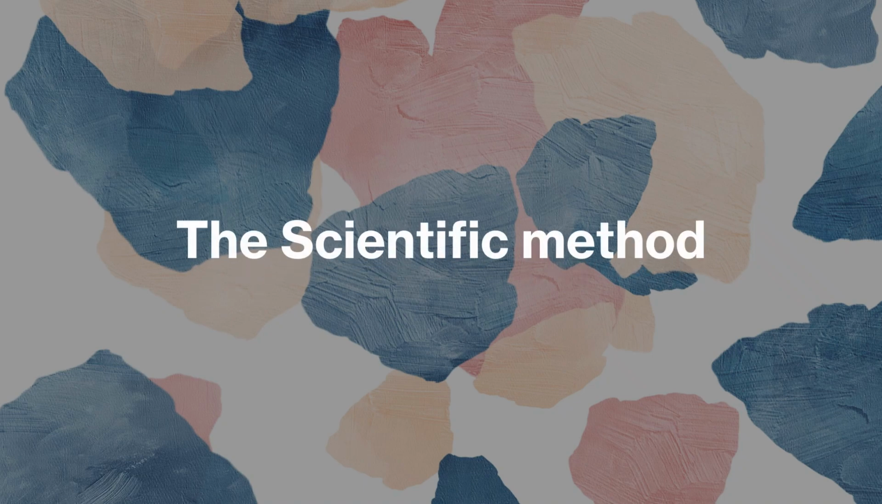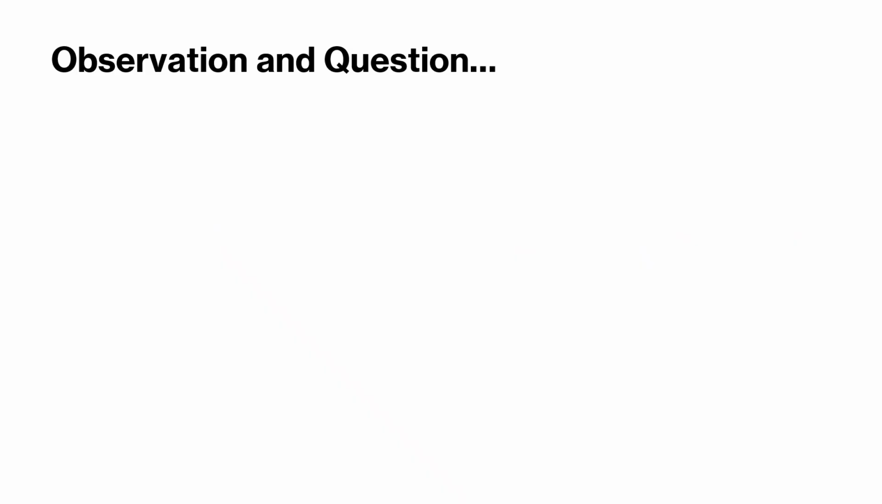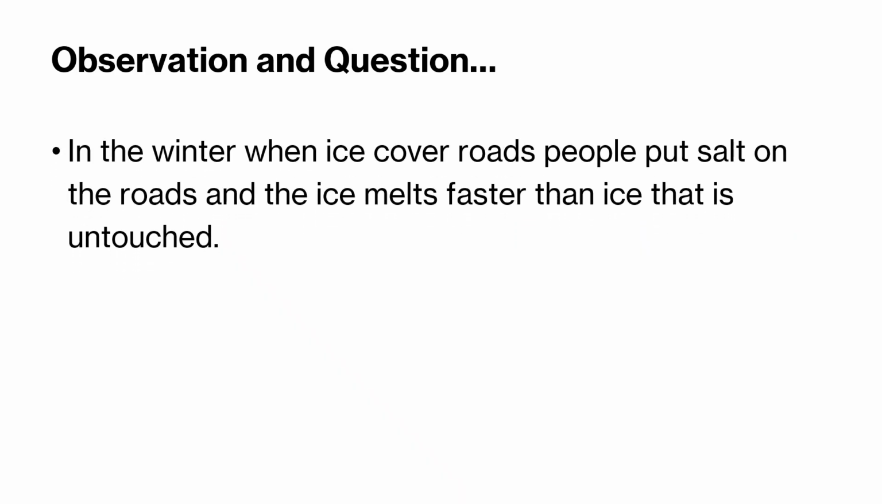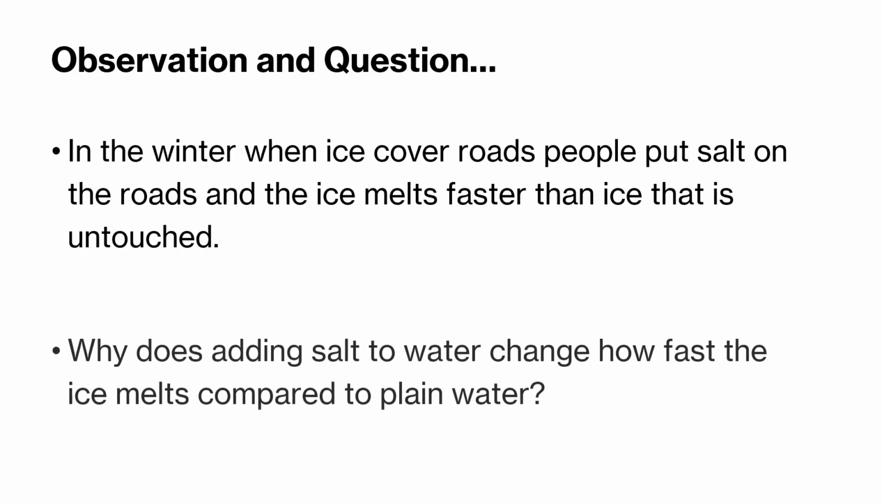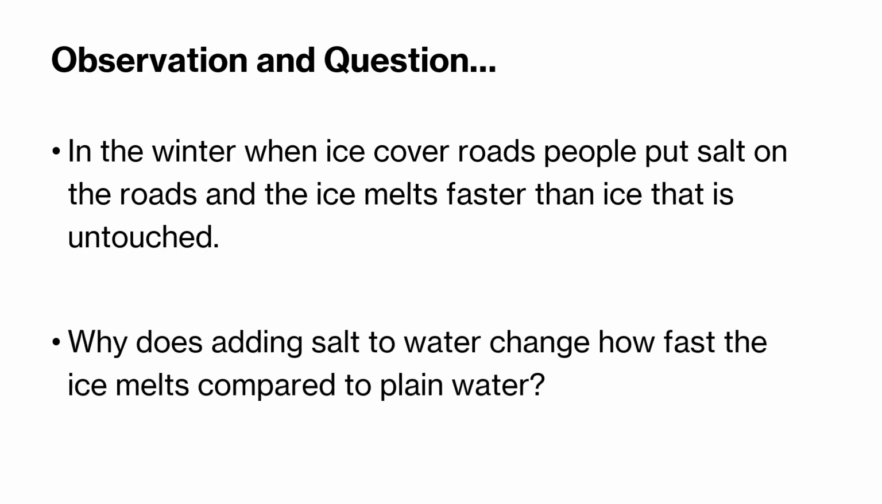The scientific method, I will be doing an ice melting experiment. Observation and question. In the winter, when ice covers roads, people put salt on the roads and the ice melts faster than the ice that is untouched. That is my observation, and my question is, why does adding salt to the water change how fast the ice melts compared to plain water?